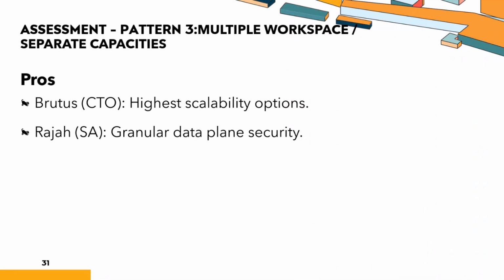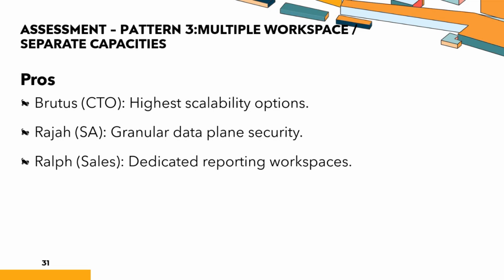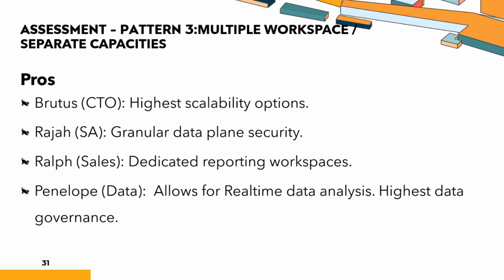Raja understands there's an ultra granular data plane for security. Not only can we secure at the workspace level, we can secure at the capacity level, we can secure at the data level. This is awesome for Raja's ideas. Ralph, once again, just like the last one, gets their dedicated reporting space, but oh, by the way, it's always got power. And so he's super excited about that. And Penelope allows, again, real-time data analysis and high data governance.